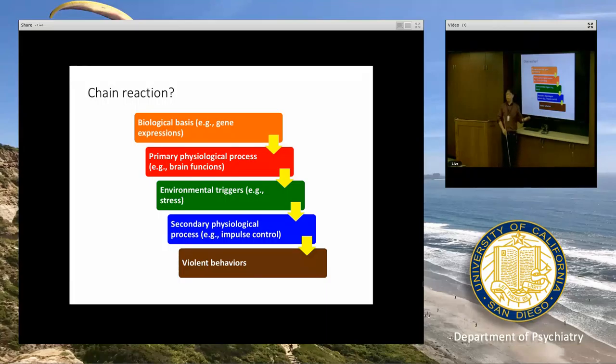Then we can talk about the environmental trigger. You have the functionality as a basis, but we also need something else to exacerbate it and make things worse. One example is a stressful event, an environmental trigger. Then a second process comes into play: even if the brain is on fire, with inflammatory processes going on and stress in the system, if you have good impulse control, the behavior might be stopped. That becomes a second layer, like a gatekeeper, a second hit hypothesis. This also needs to be impaired in order to lead to the final negative outcome.